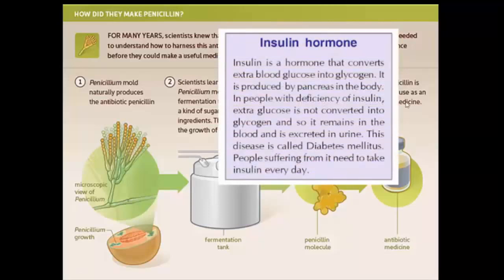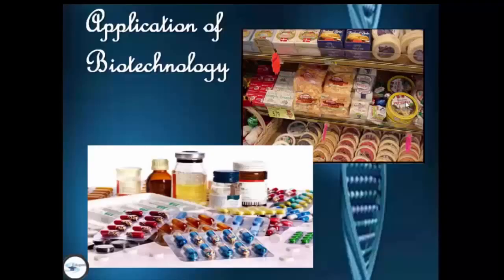Insulin hormone converts extra blood glucose into glycogen. It is produced by the pancreas in the body, and in people with a deficiency of insulin, extra glucose is not converted into glycogen, so it remains in the blood and is excreted in the urine. This disease is called diabetes mellitus. People suffering from it need to take insulin every day.